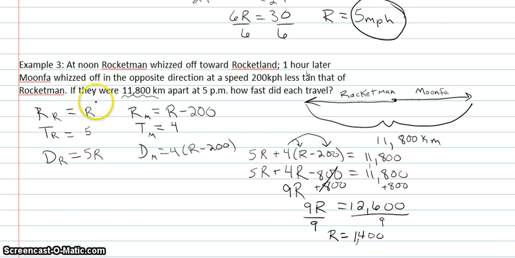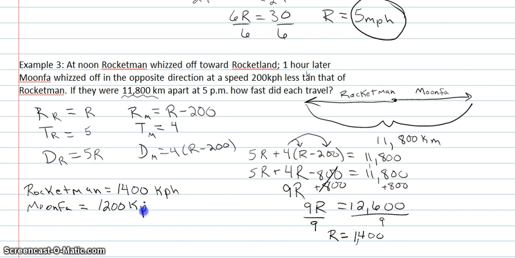Alright, so we need to look back. How fast did each travel? So we have how fast Rocket Man traveled. Rocket Man was 1,400 kilometers per hour. And Moonfa, we need to subtract the 200 from that because, see, we just put that R right in here, and that would be 1,200 kilometers per hour. And so we've solved this word problem about Rocket Man and Moonfa.